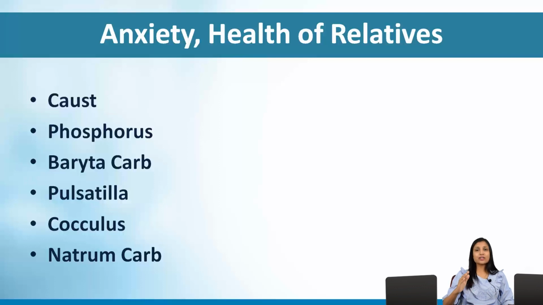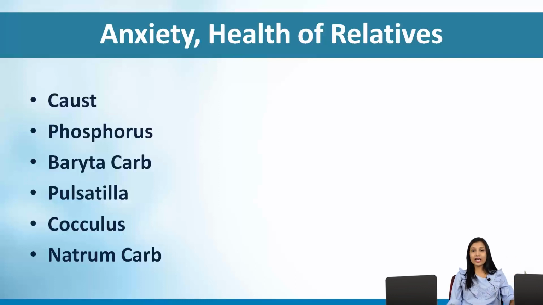And if they feel that if anything happens to any one person in my team or in my family, then the unity will break. And that is why there is this anxiety in Causticum. It's more of, there is no genuine sympathy. They just want to keep the team or the family together.